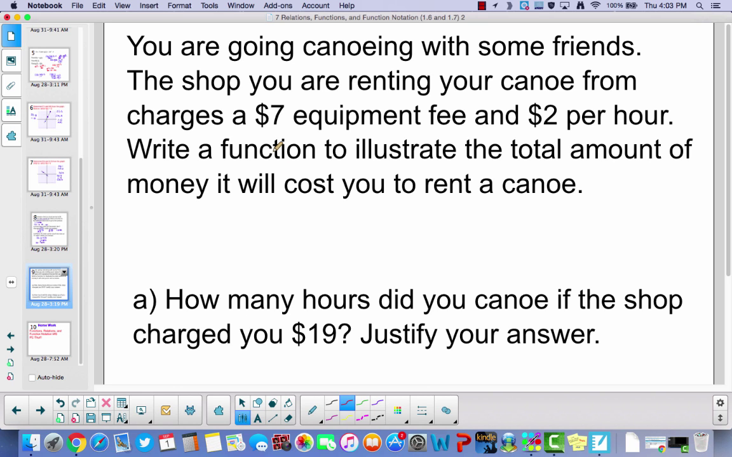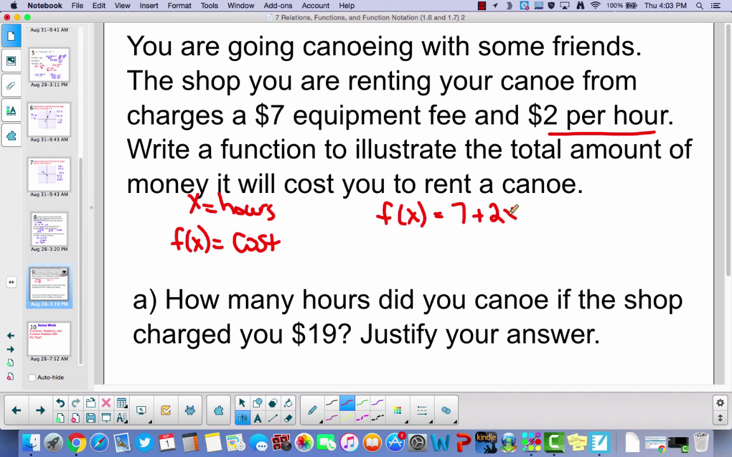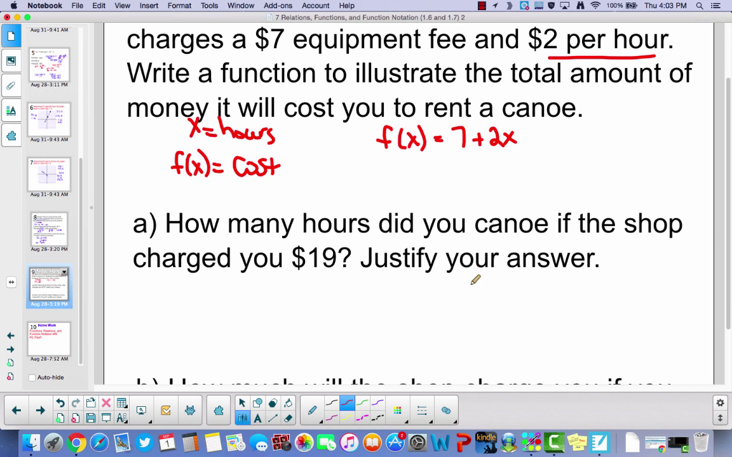Which thing changes based on the number of hours we rent it for? Is it the equipment fee or the $2 per hour? Right, it's this $2 per hour that changes. So x is the number of hours. f of x is our cost, and we need our function. So f of x says I have to pay $7 regardless, and then for every hour I pay $2, so 2 times x.